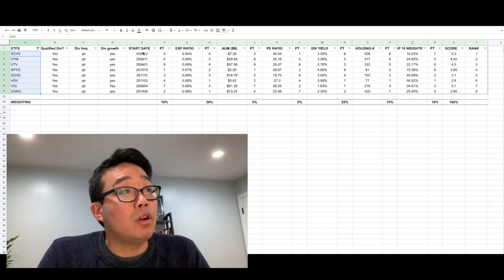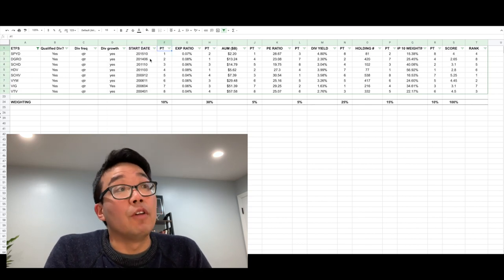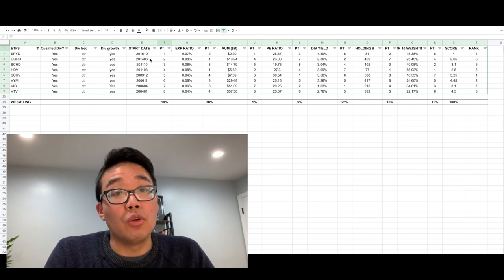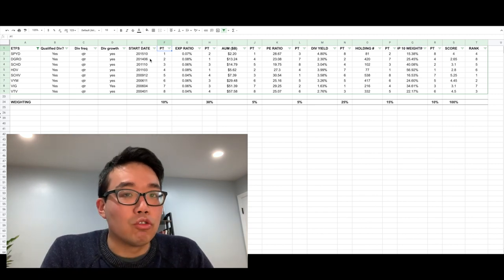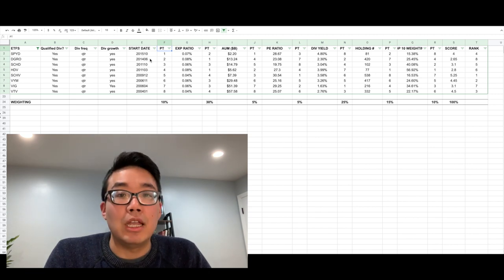The first one I want to talk about here is the start date, or the inception date. Basically, I ranked it so that the fund that was established most recently had the least number of points. Again, going back to what I previously said, I'm looking for funds that have a proven track record. They're older, they're established, they've gone through a great recession. I gave them more points.